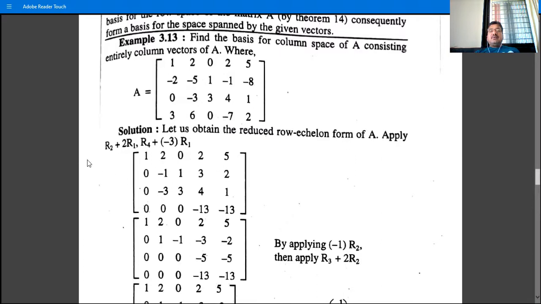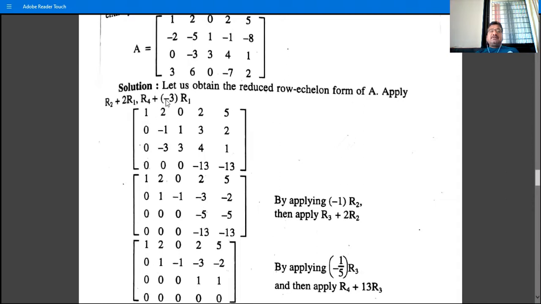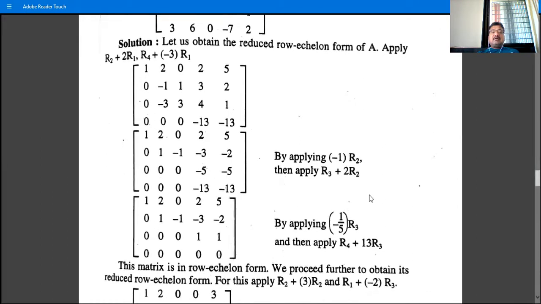In order to reduce the matrix to row echelon form, we have to reduce this minus 2 and 3 to 0. So the operations are R2 plus 2R1 and R4 minus 3R1. We have this matrix after these row transformations. Then we have to reduce this minus 1 to plus 1, so the operation is minus 1 times R2. Then we reduce this minus 3 to 0, so the operation is R3 plus 3R1.